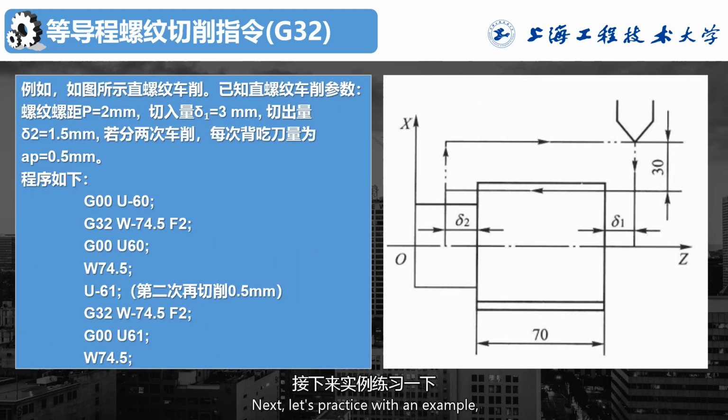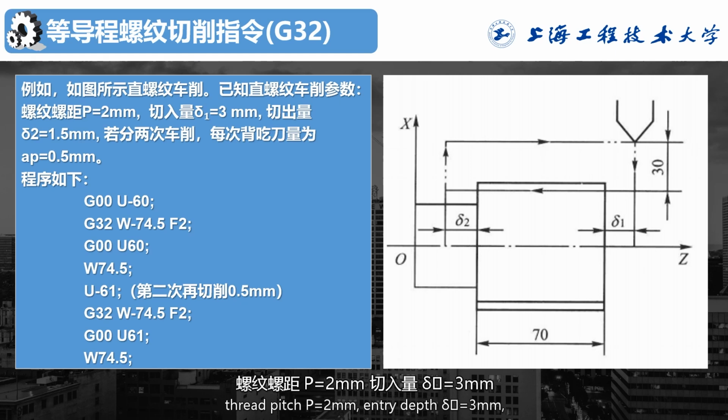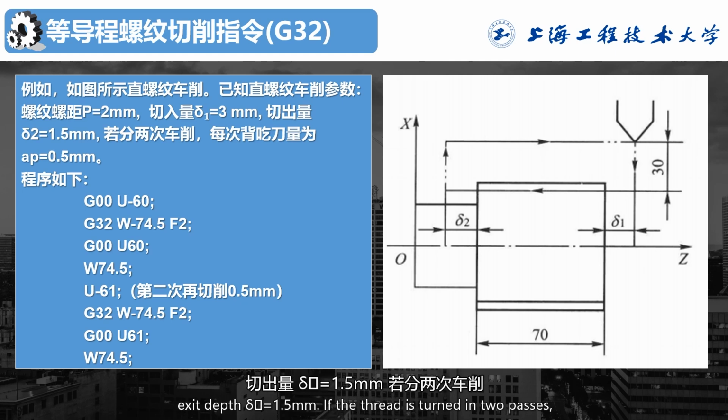Next, let's practice with an example, as shown in the figure for straight thread turning. The known parameters for straight thread turning are thread pitch P equal to 2 mm, entry depth delta 1 equal to 3 mm, exit depth delta 2 equal to 1.5 mm.